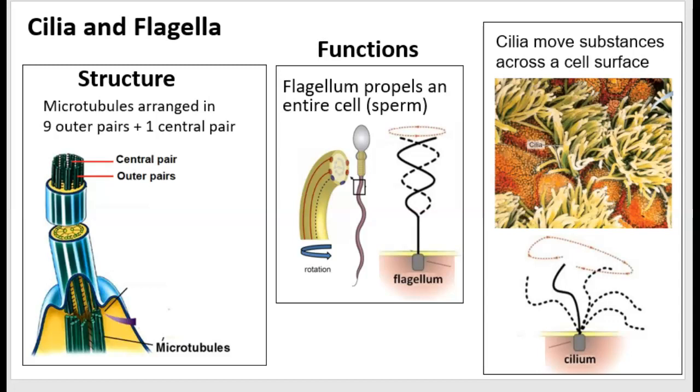Cilia are found on some cells in the respiratory tract and oviduct. The respiratory tract cells are shown in the picture on the right. And when the cilia rhythmically move back and forth, they produce a flow of fluid that propels substances like mucus across the cell surface. Flagella, shown in the middle picture, are found only on sperm cells in the human body. When flagella move, they actually rotate, which provides a force that propels the sperm forward along the female reproductive tract.